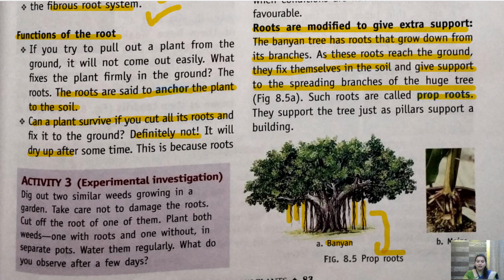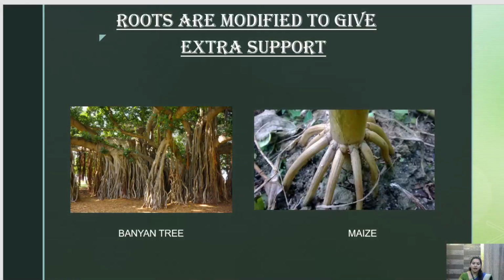Now coming to the next example, that is maize. In maize also, what happens? To give it support, there are certain extra branchings present. As you can see in the second figure, apart from the main root, they have certain extra branchings present. They are also called prop roots. They also provide support to the plant.